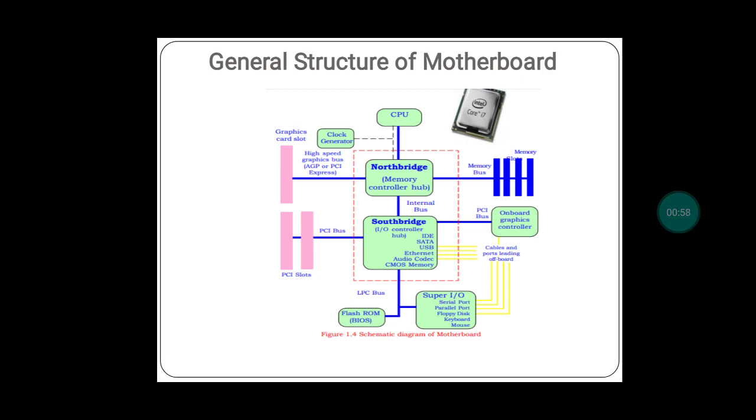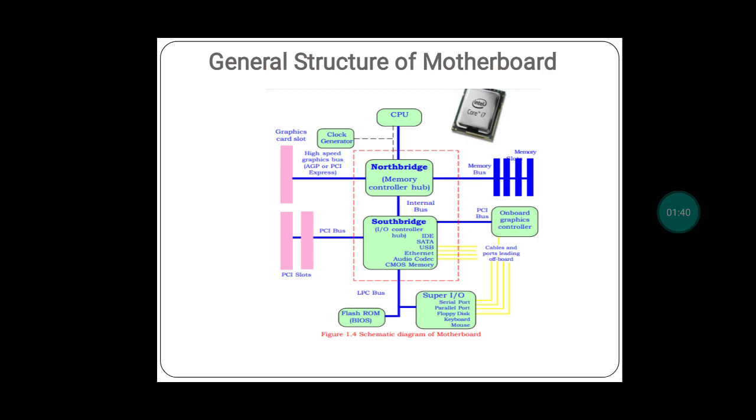North bridge is connected to CPU, memory bus, AGP, PCI slots. Means what? The work of north bridge is to control the high speed components of the computer. Then coming to the south bridge, it controls what? Slower speed components of the computer. South bridge is connected to PCI buses, input output ports. PCI bus which controls the graphic controllers, LPC buses, that is flash, ROM or BIOS.